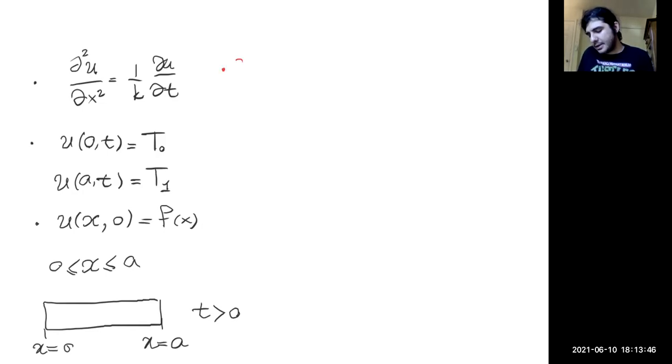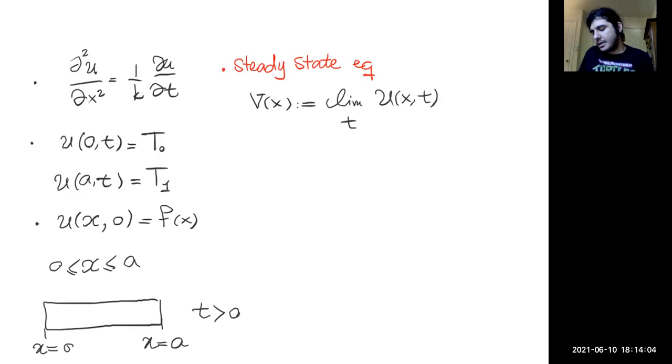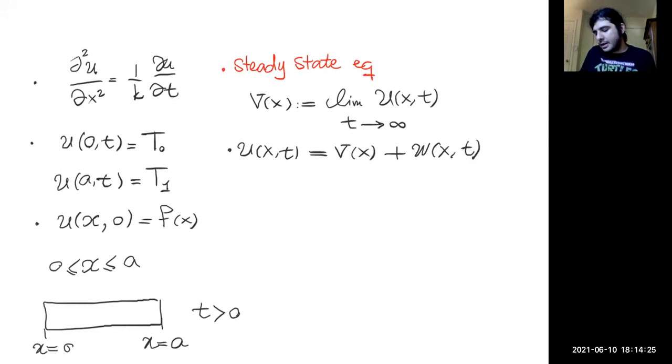Now, we found the solution to this equation, and the way we solved it was first solving the steady state equation. We defined a function v of x to be the limit of u of x and t when t goes to infinity, assuming it would converge to something. And then we wrote down the equation for v, and we solved that equation, and we got the steady state solution. The second step was writing u as the sum of this v plus another function, w of x and t. And then we wrote the equations for w. So the equation actually doesn't change. We get the same equation.